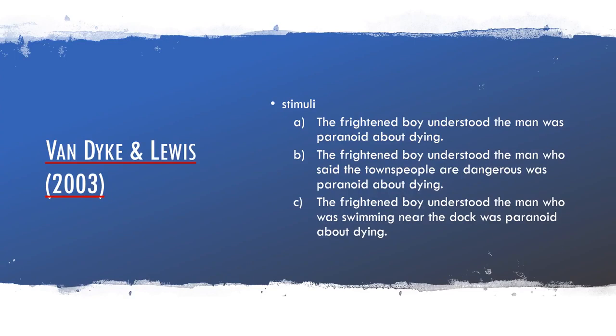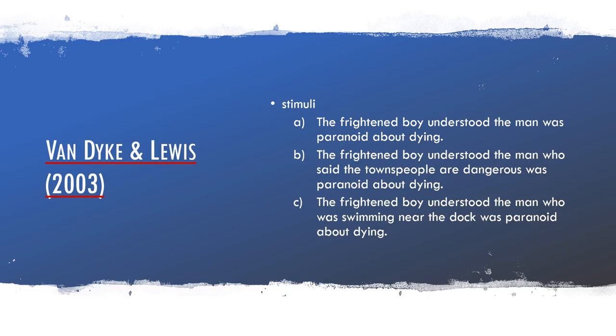Here we have an example of items used in the experiments. Three conditions were used. In the first condition, the frightened boy understood the man was paranoid about dying. The ambiguous region is very short because the disambiguating verb "was" follows directly after the ambiguous phrase "the man." The two other conditions contain longer ambiguous regions. However, they differ in the complexity of these regions.